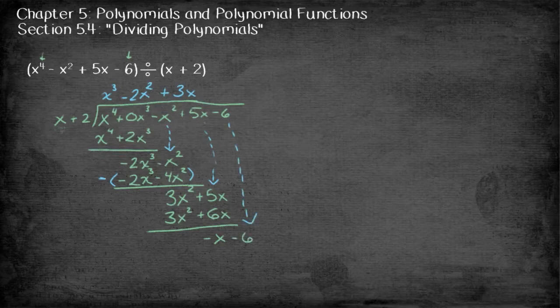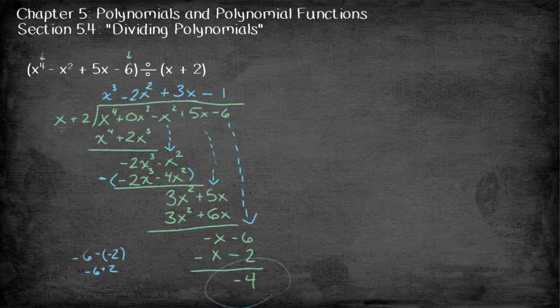And what do I need to multiply x by to get negative x? Negative 1. And of course, I have to distribute that negative. So I have negative 6 minus negative 2. And, you know, there's no shame in writing these things off to the side to keep it straight. So I get negative 4. And this guy doesn't have a variable in it. So actually, this is our polynomial remainder.